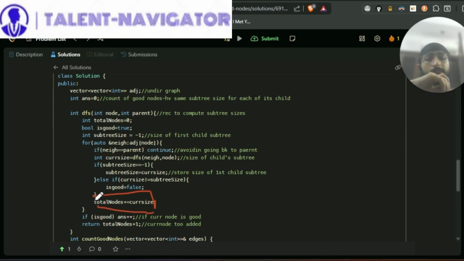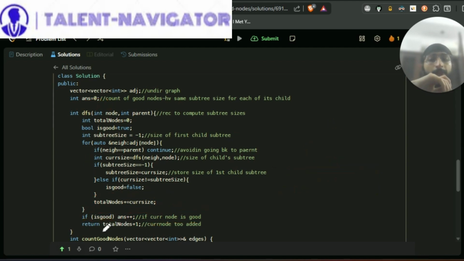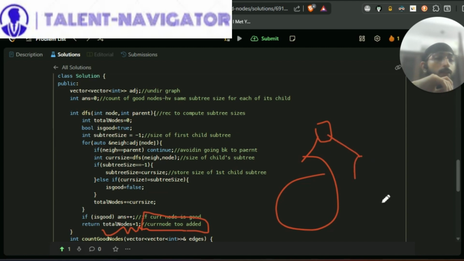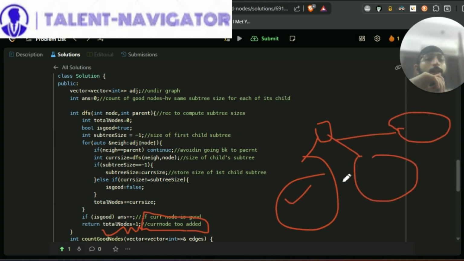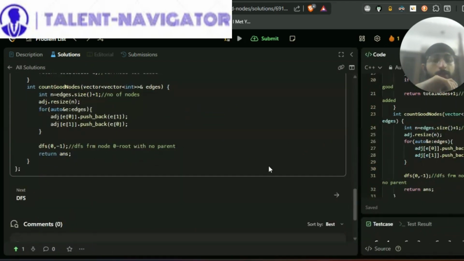Now we check if our current node is good. If it is good, then we update the answer by incrementing it by 1, because we have found a good node. Finally we return total nodes plus 1, that is, the current node added along with the sizes of the subtrees we have received for this current node. So this is how you perform DFS, and that's the solution for the problem.